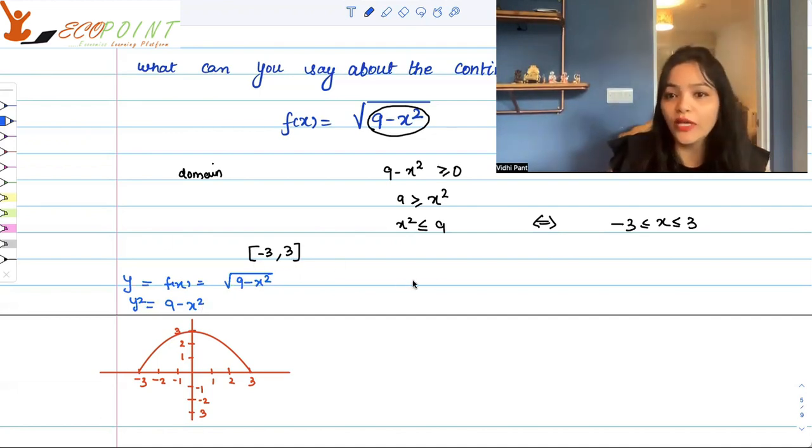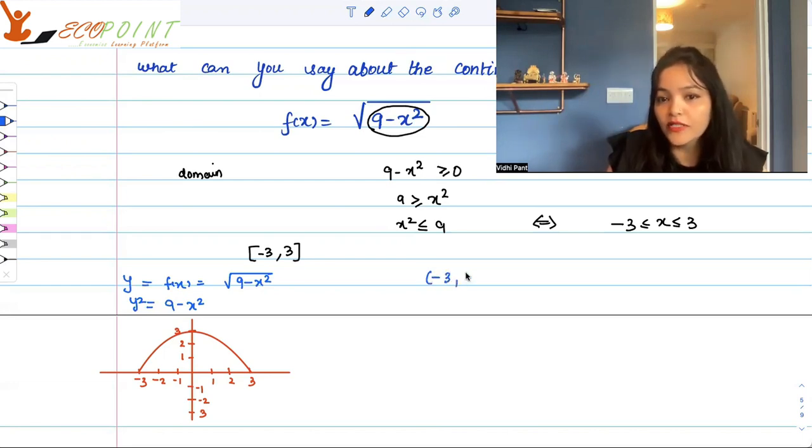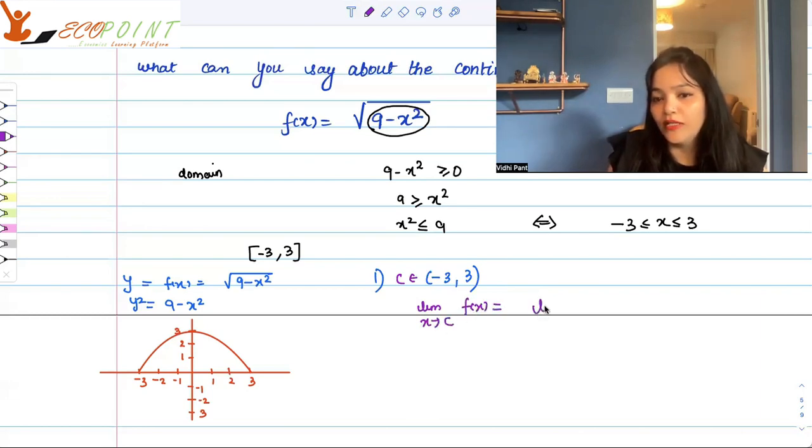Apart from that, what can you observe? There are three conditions for continuity on a closed interval. The first condition is the open interval. So, number one, for any c belonging to the open interval (-3, 3), is the function continuous at c? Well, yes, of course it is. If you take the limit as x tends to c of f(x), it's going to be the limit as x tends to c of the square root of 9 minus x squared.